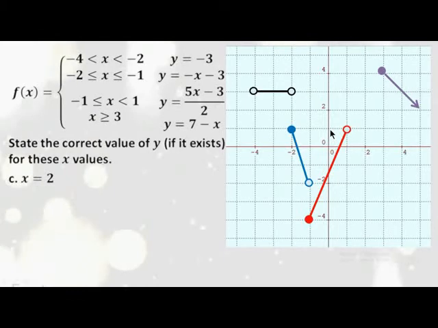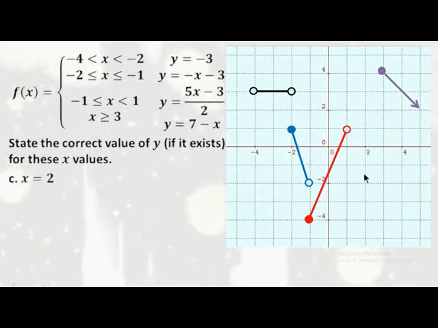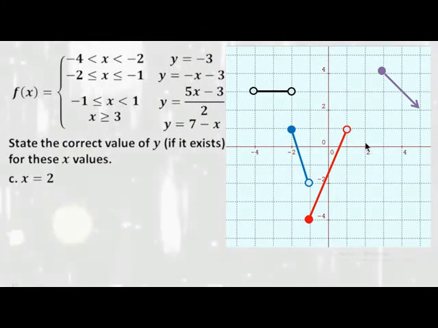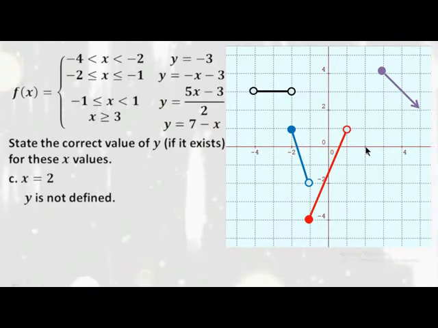Next, how about x equal to 2? What is the value of y? 2 is here, x equals 2. And if we draw any straight line, it will not touch any of these lines. It means we can't find the value of y because y is not defined.